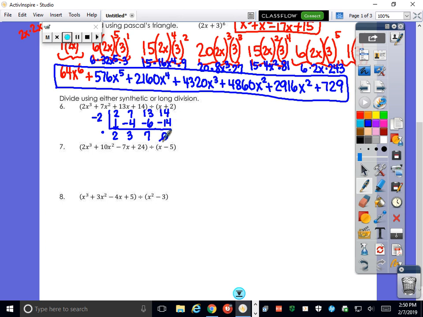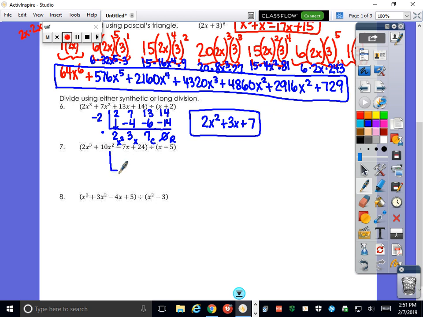Now, we always have to start with 1 degree less than what we started with. So this should be the x squared term, this should be the x term, this should be the constant, and that should be the remainder. So your final answer should be 2x squared plus 3x plus 7, no remainder.